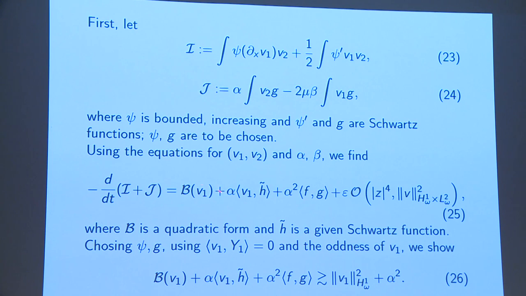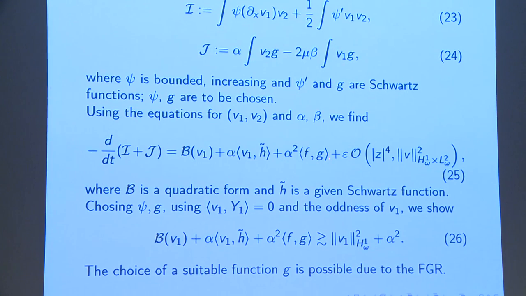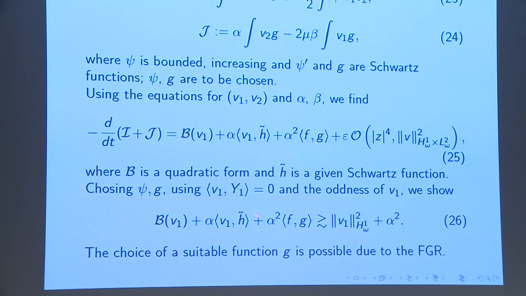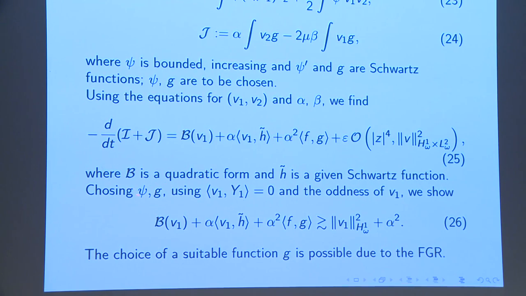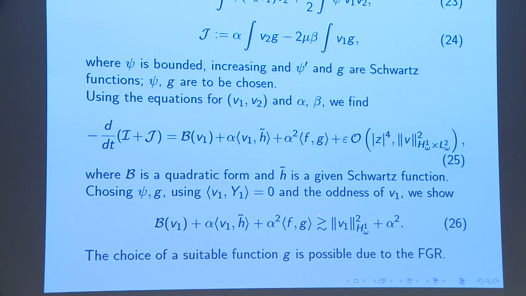Now you differentiate them, and when you differentiate, you get a bilinear form on V1, and you get some mixed terms that involve alpha and V1, and some explicit function H, and f, which I defined before, which is explicit, and this function g that is not explicit. And so the point is now to choose psi and g and use the oddness in such a way that this bilinear form is coercive. This is the whole thing. And in order to choose the function g, is where we use the Fermi Golden Rule.